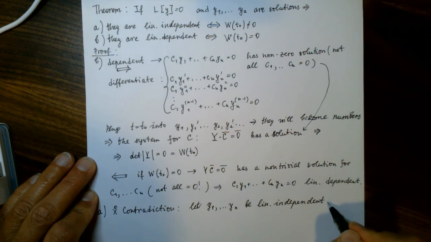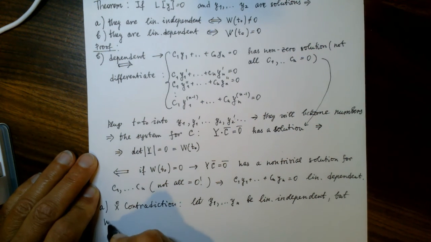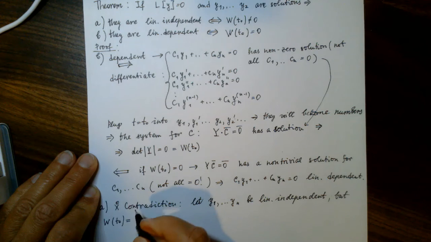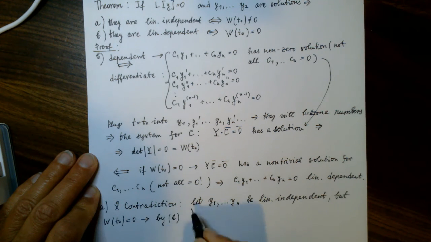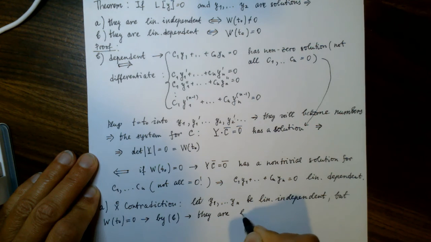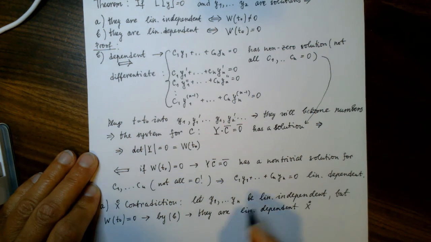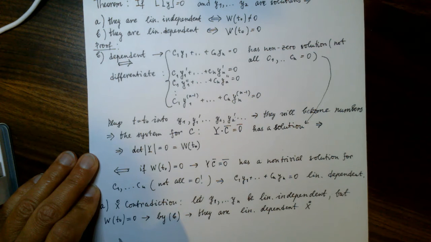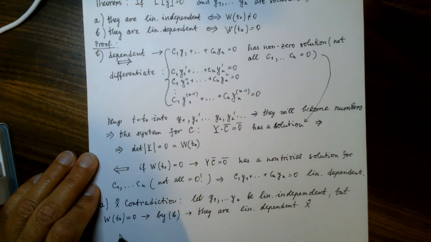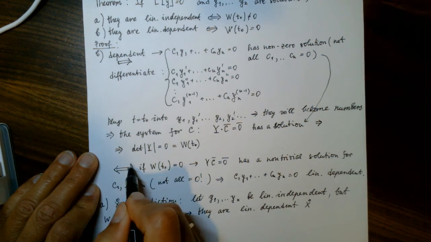Now, I'm going to prove A by contradiction. Let's imagine that my functions are linearly independent, but the Wronskian is equal to 0. Well, I already proved that if the Wronskian is equal to 0, then they're dependent, so I got a contradiction. And I'm going to repeat it in the opposite direction. So basically I did the proof in B, and A is just referring back to B.